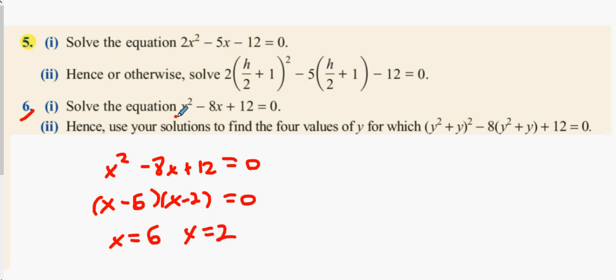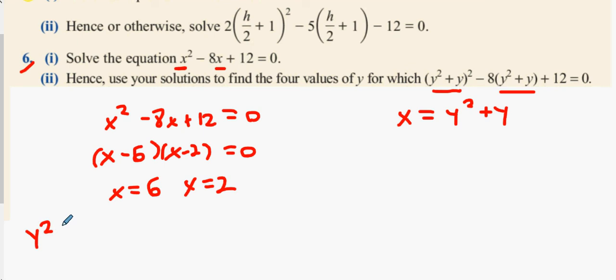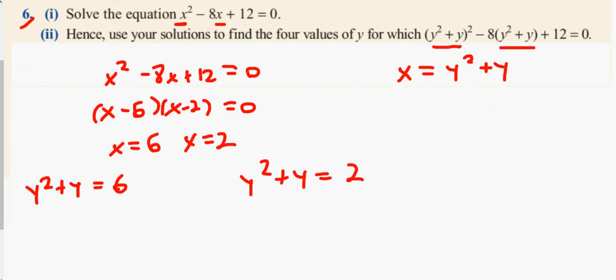Now, instead of having x, what do you have this time? y squared plus y. So x is in fact equal to y squared plus y. This means two things. It means y squared plus y equals 6. And it also means y squared plus y equals 2. Now what do you do next then? I already subbed it in. What do you do? Bring them over one side. You've got another quadratic equation there, don't you? And what about this one here?